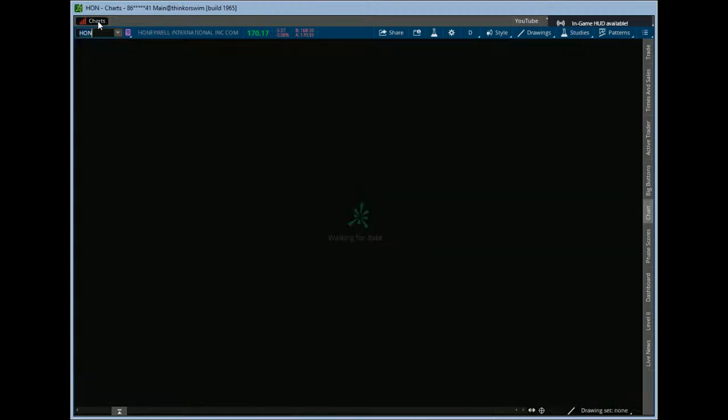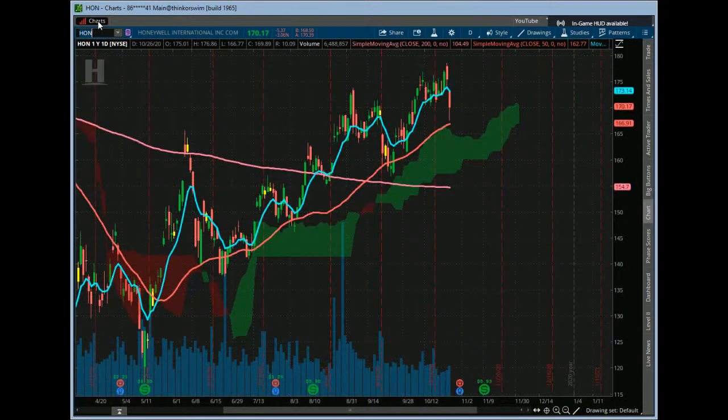Honeywell. Yeah, so Honeywell with a little bit of a drop there today. Again, lower shadow there, kind of off the 50-day moving average. Tricky one to trade, but when it moves, it moves.